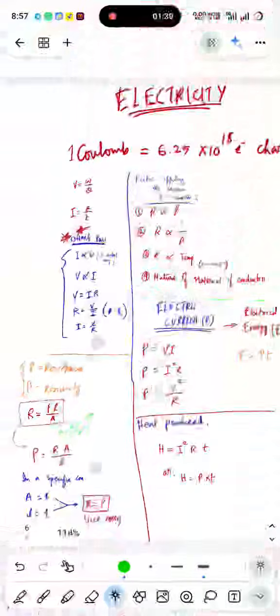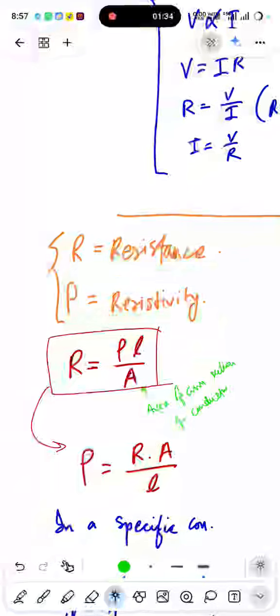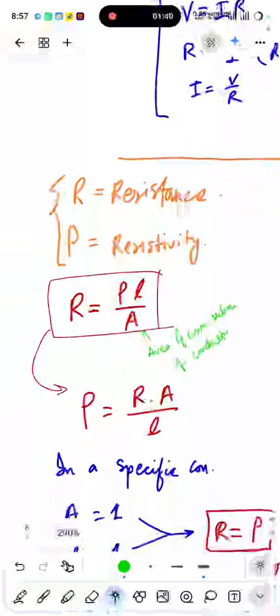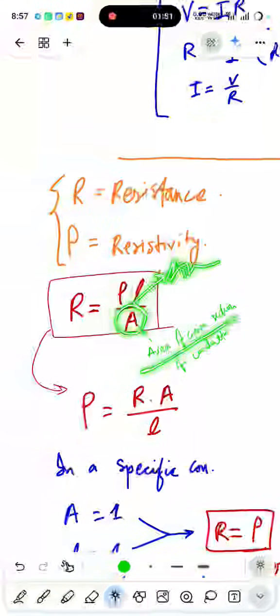Now then we have resistivity and resistance. So resistivity is represented by rho, that is a Greek letter, and resistance is represented by R. So resistance equals to rho L by A. Now here some people get confused about the A, that what is this A? Is this ampere or what? So A is basically area of cross section of conductor.